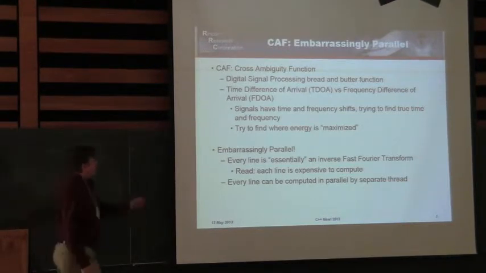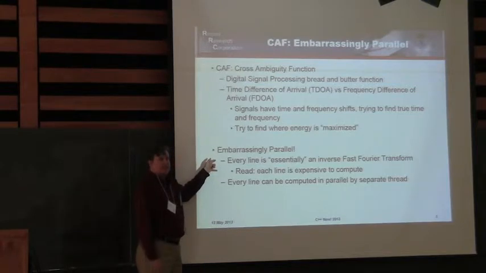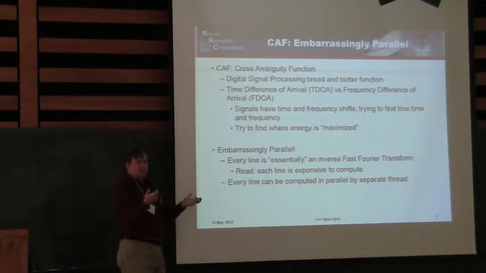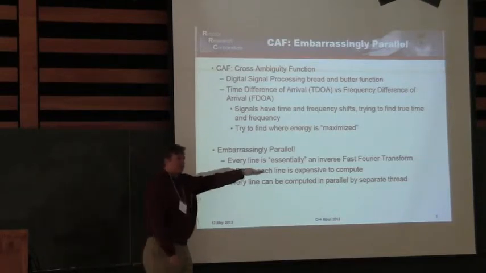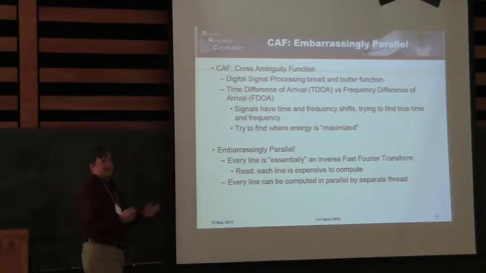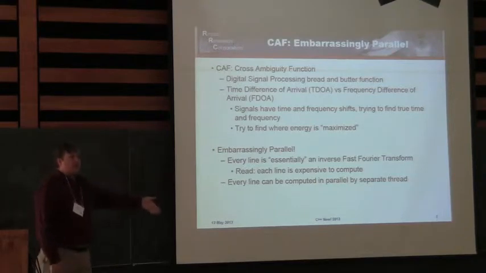The other thing I do want to point out is that each line is relatively expensive to compute, because what it's doing is part of a convolution, and it's doing an inverse FFT on it. So it's a little bit expensive to compute every line of this. This is why it's a good candidate for parallelism, because if we did this all in one thread, it would take much longer than 20 minutes.